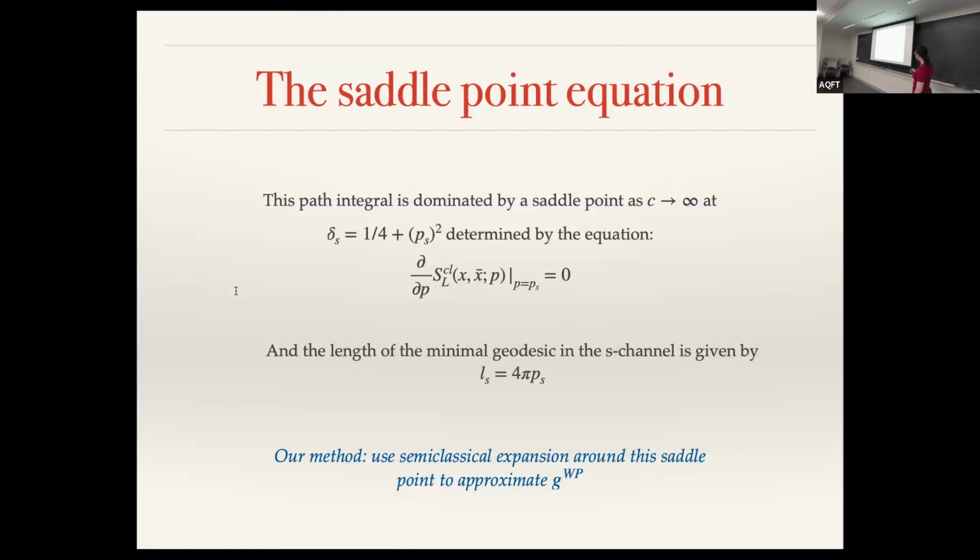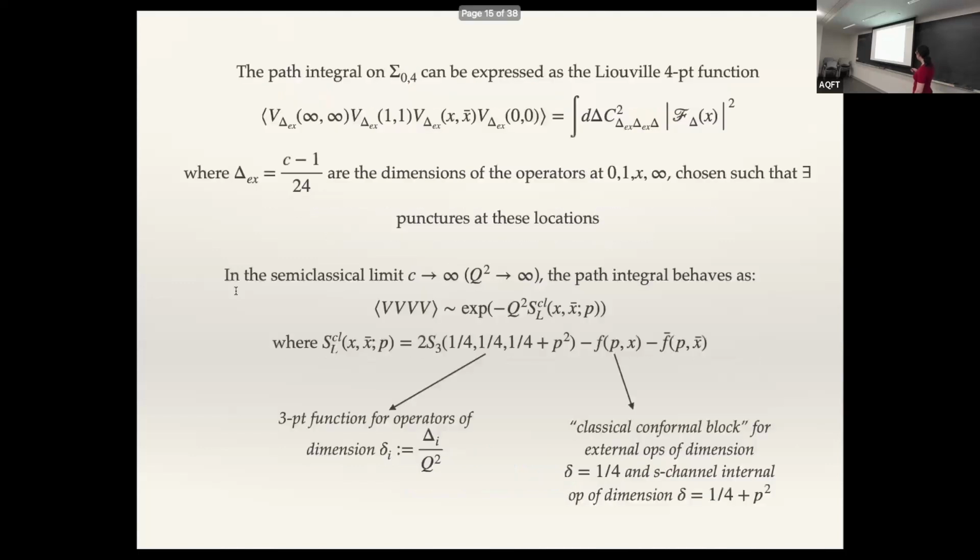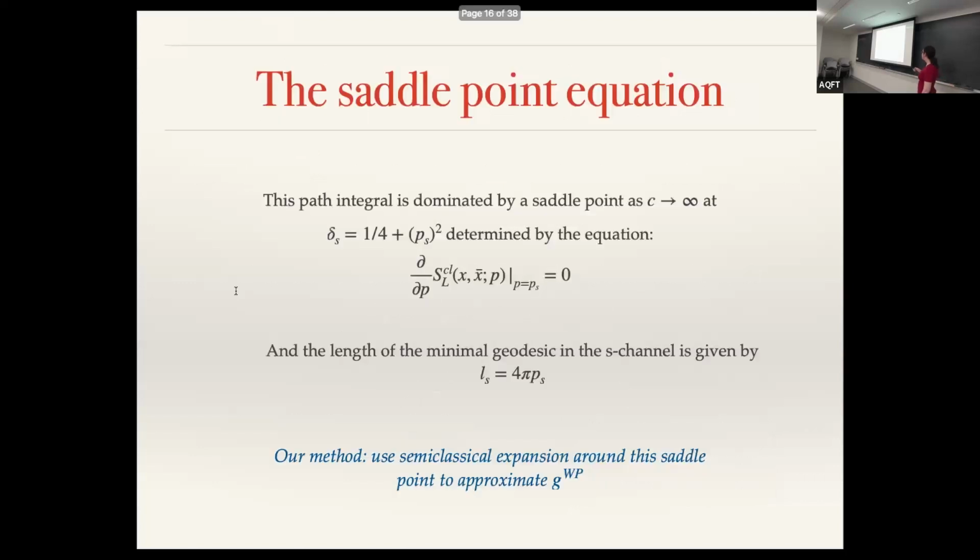So our method is to use a semi-classical expansion around the saddle point to approximate the metric by expanding these functions in a semi-classical limit using analytic techniques in Liouville theory. And you can only do this up to some certain order in your expansion parameter, and then numerically approximating from there.